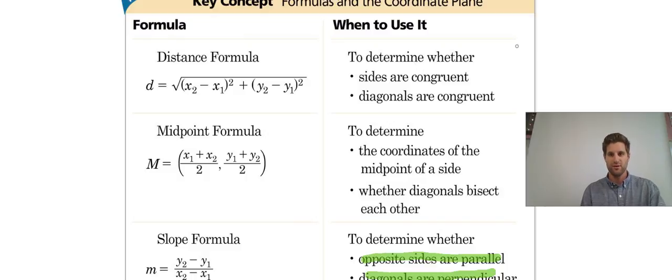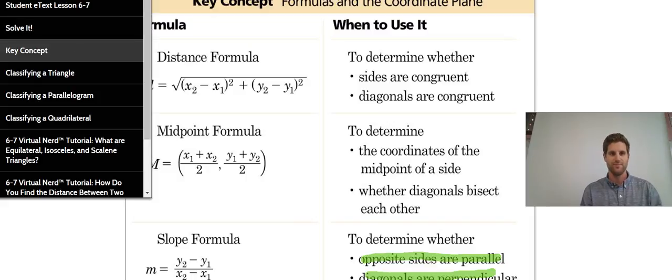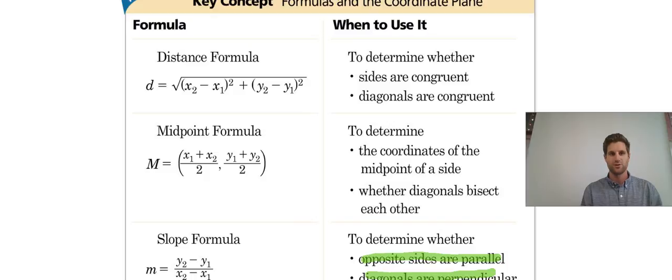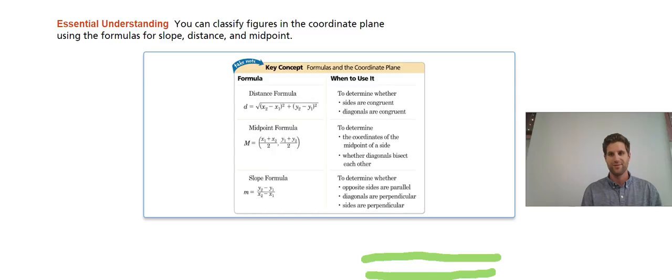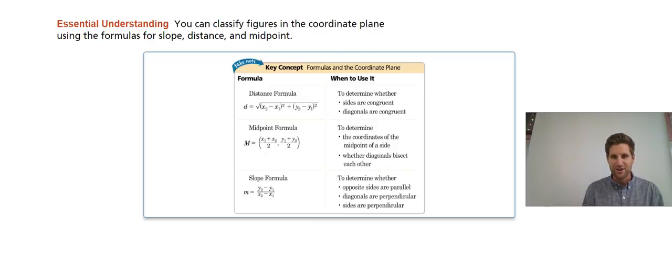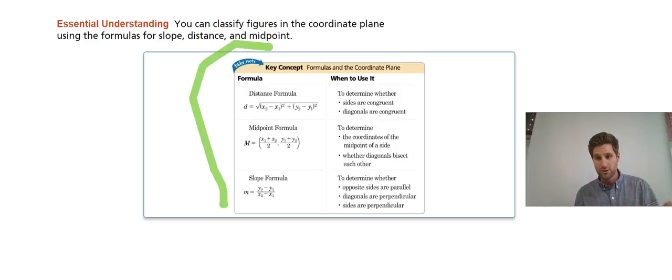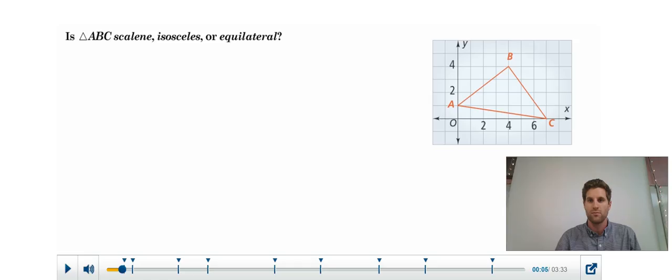Unfortunately it's kind of a little hard to read, sorry, it's kind of small to see, but diagonals are perpendicular and sides are perpendicular. So make sure you write this down. This is hugely important to us. We're going to use these formulas to help us solve different parts. So let's go ahead and move to the next page.